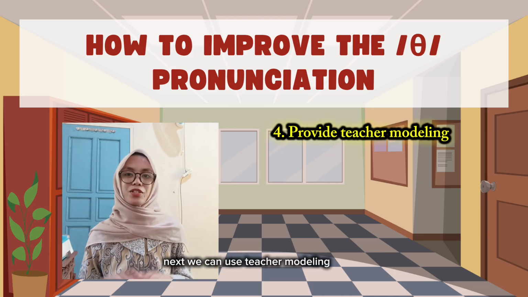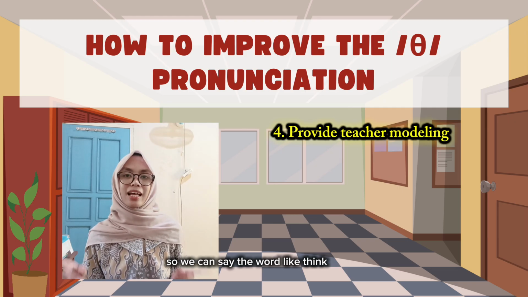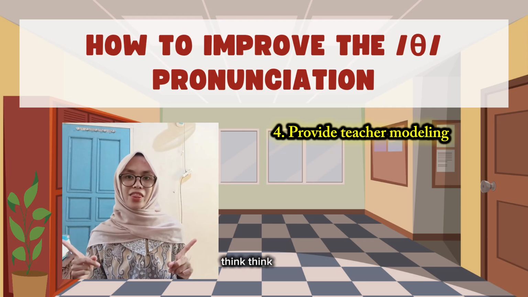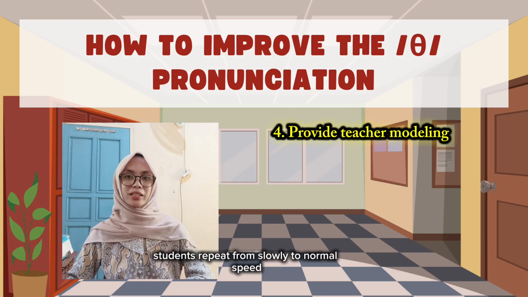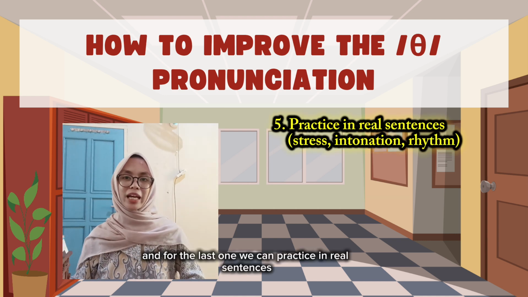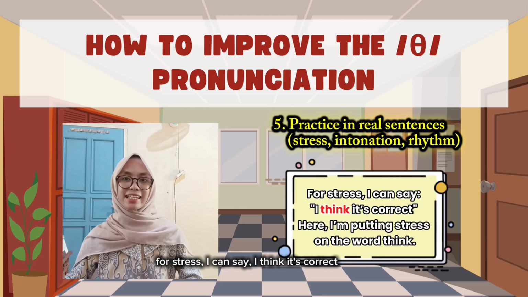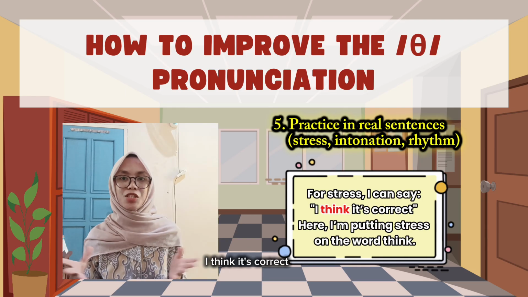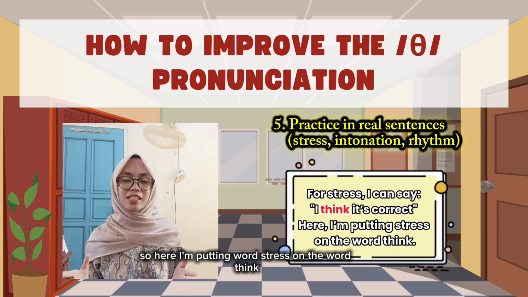Next, we can use teacher modeling. We can say the word like think, think, think, and then let students repeat from slowly to normal speed. And for the last one, we can practice in real sentences. For stress, I can say, I think it's correct. Here I'm putting word stress on the word think.